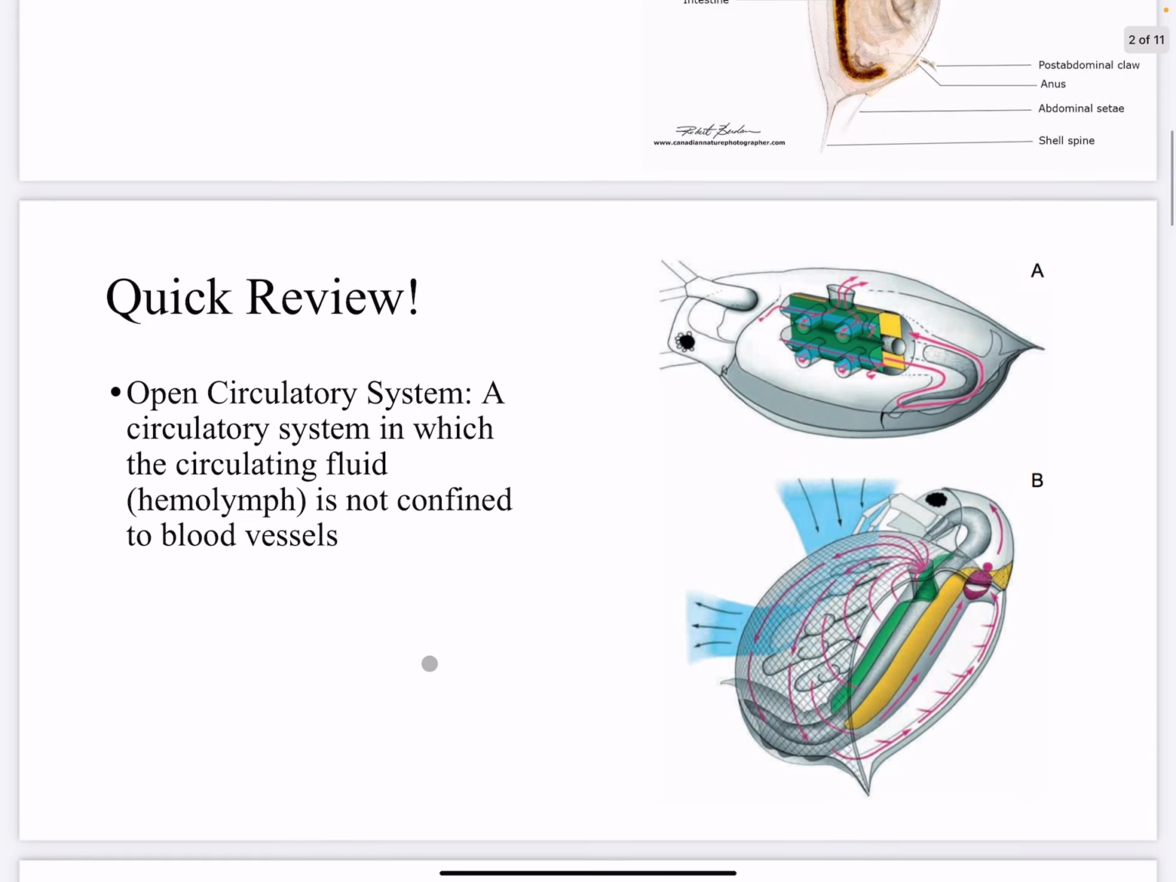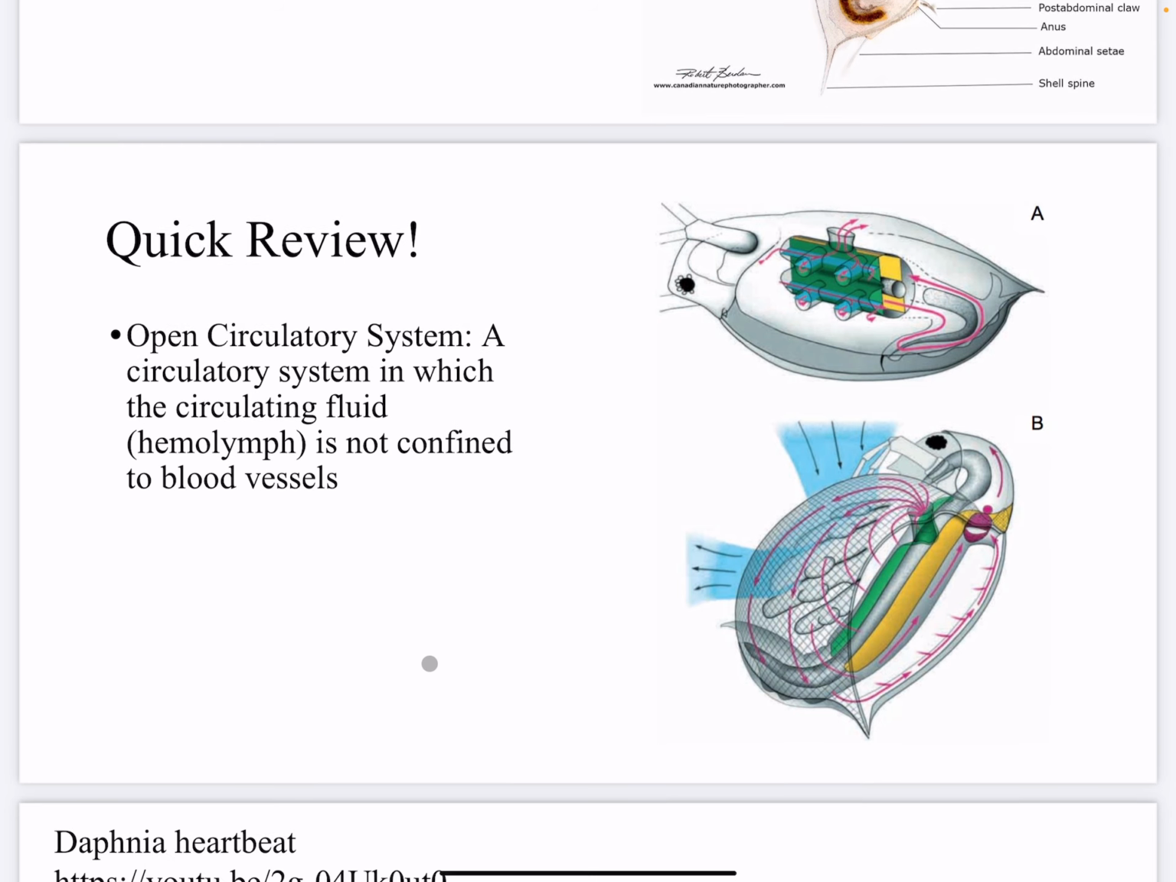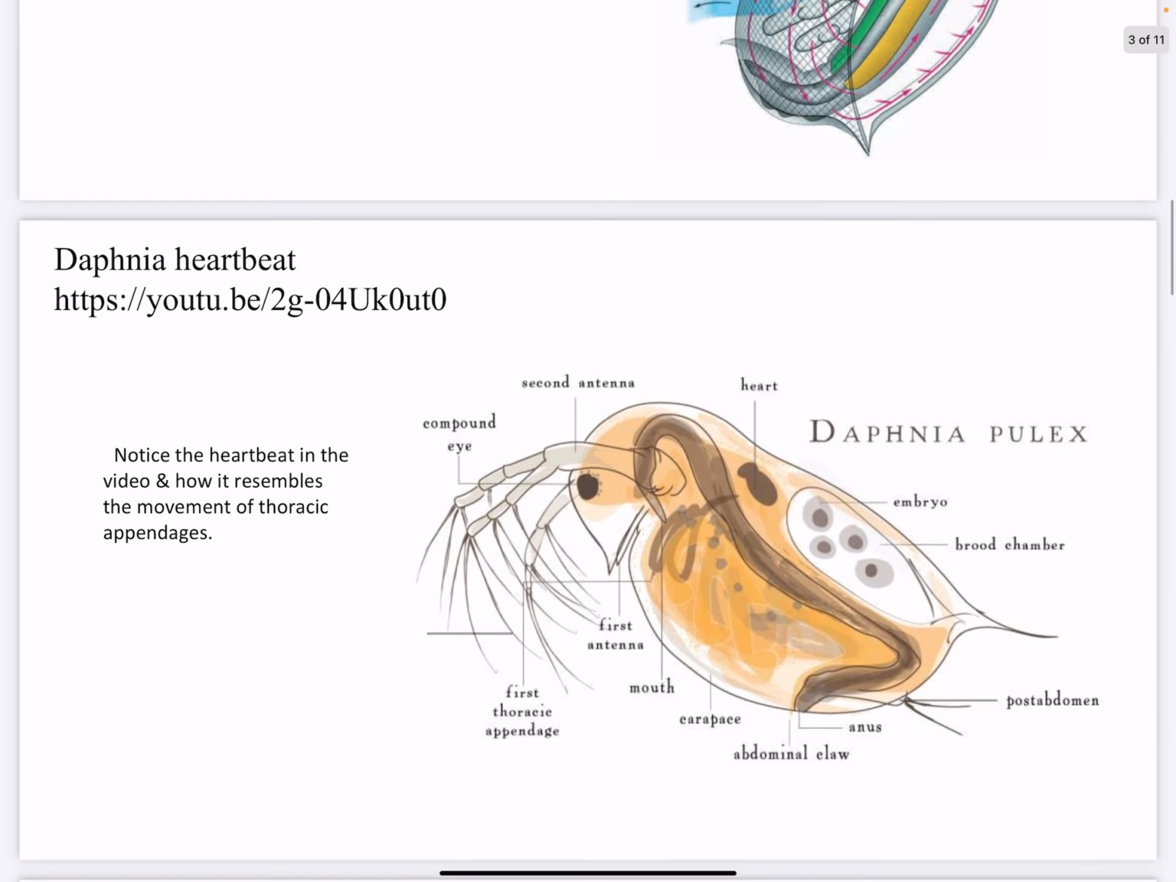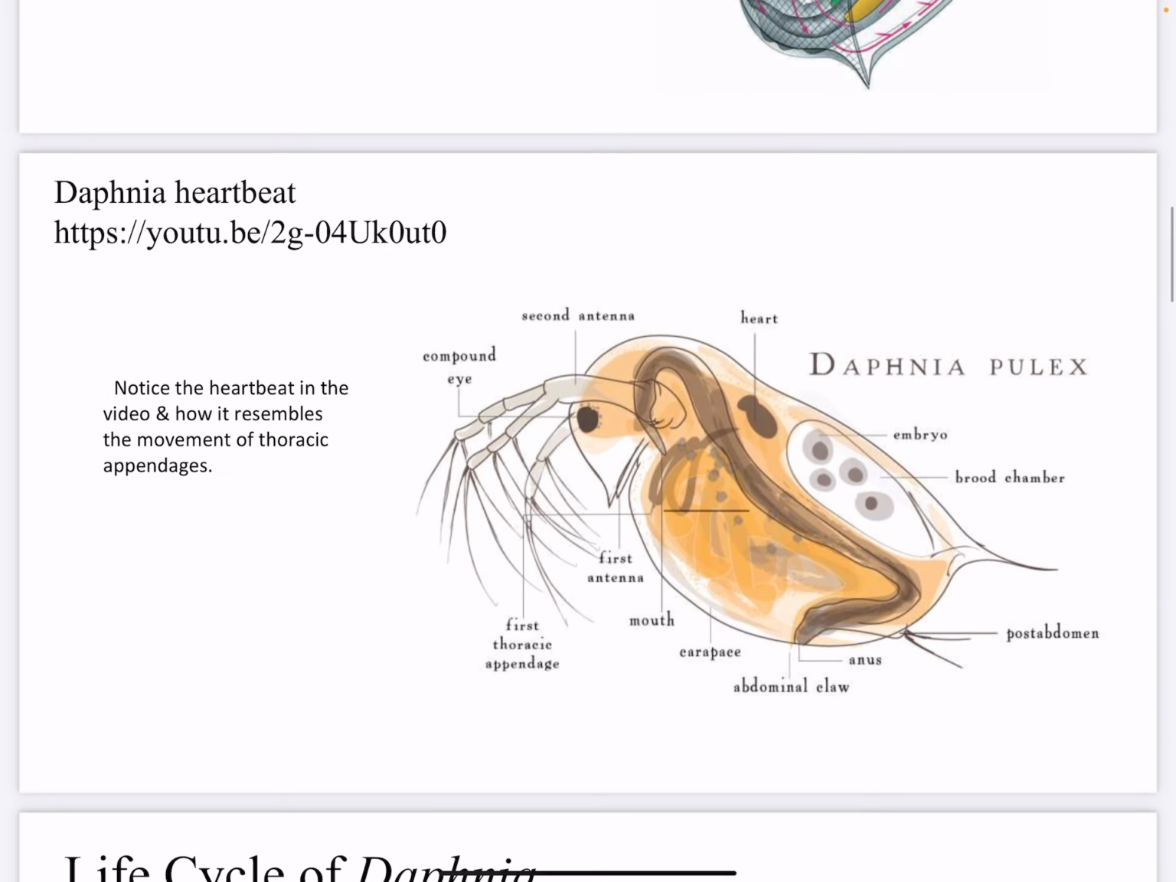So just a quick review, Daphnia do use an open circulatory system in which they pump hemolymph around their body. And so they use hemolymph as their circulating fluid for gas exchange, and it is not confined to blood vessels. So as you can see in this diagram right here, we have the heart, and it pumps that hemolymph around the body as the gas is exchanged through the body also. And as I showed in that picture of the Daphnia, the heart is right here.